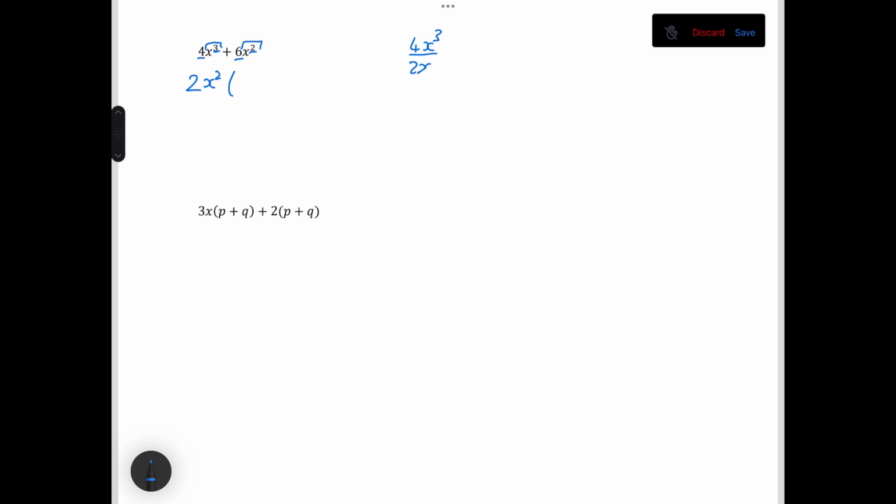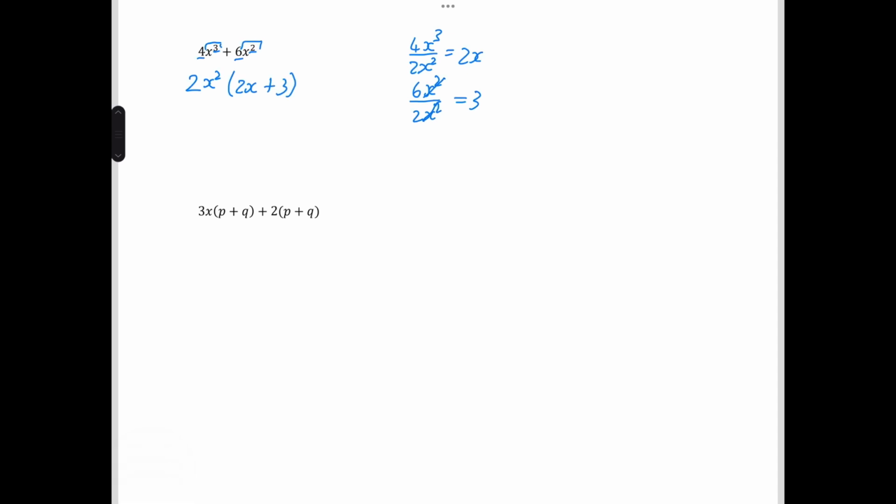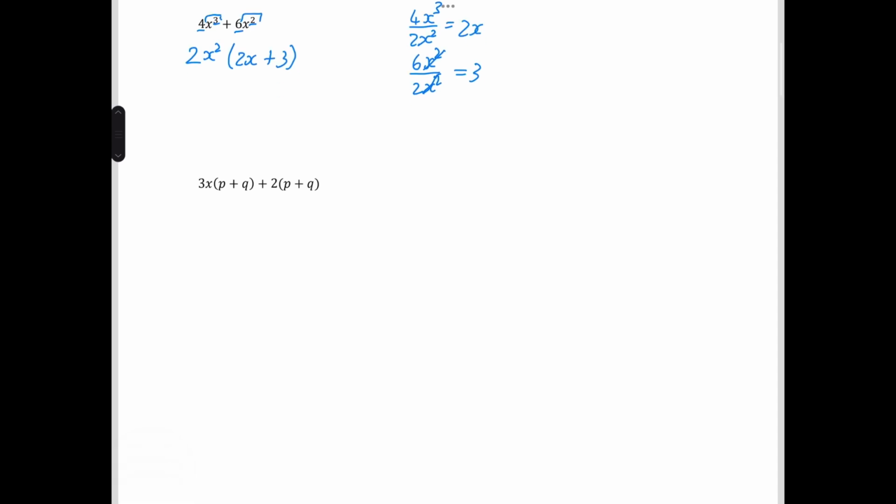Divided by 2x to the power of 2. So 4 divided by 2 is 2. And x to the power of 1. There we go. There's laws of exponents being applied here. So 6x squared divided by the common factor is equal to 3. X squared cancels out. And there we go. There we have our second answer. Let's go to the last one.